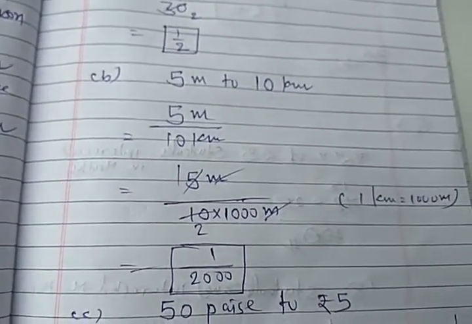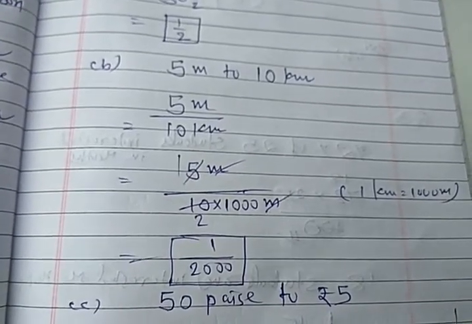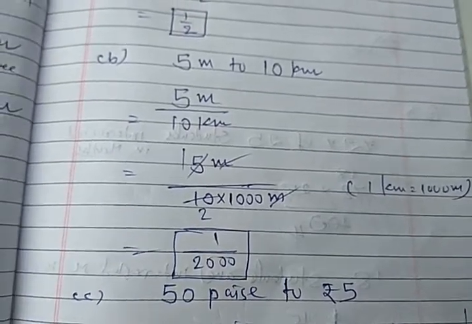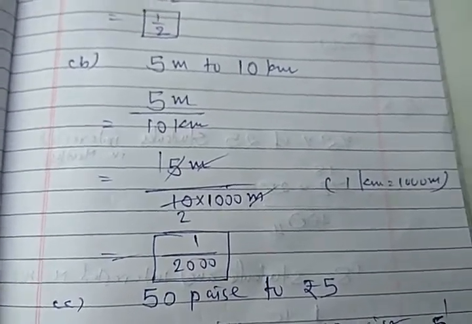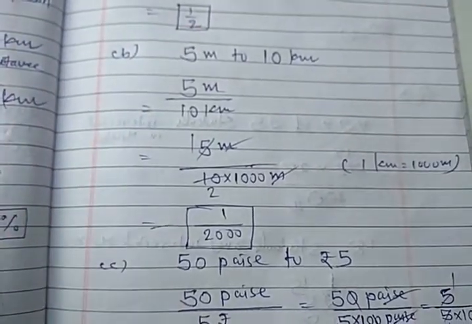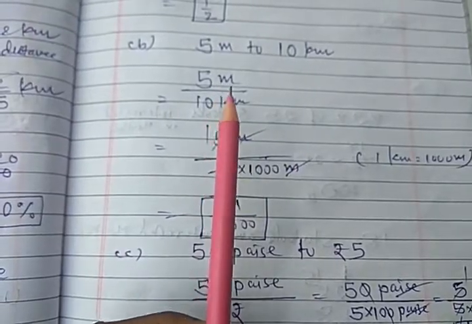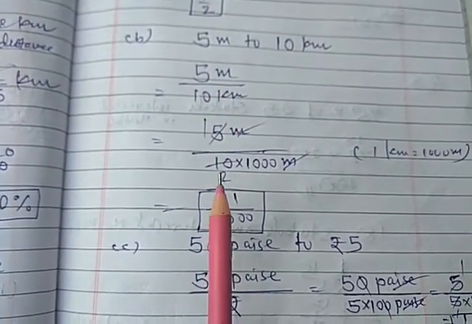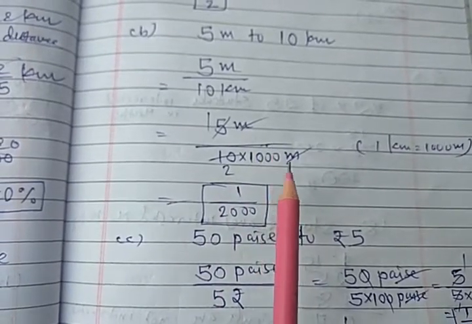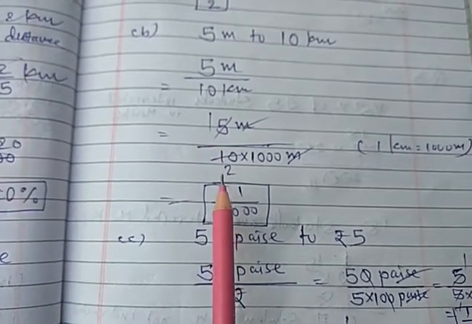Next is 5 meter to 10 kilometer. So 5 meter to 10 kilometer, students, here units are different, right? In numerator meter is there and denominator kilometer is there. So for 5 meter, we have to convert bigger into smaller, right? So 10 into 1000 meter. Meter gone. Then 5 ones are 5, 5 twos are 10.